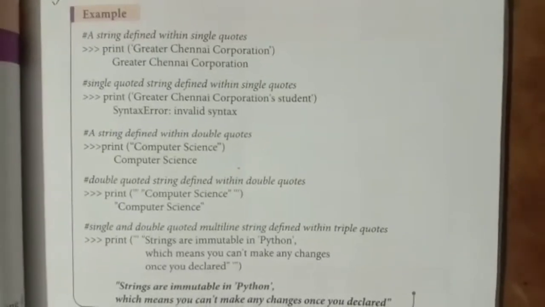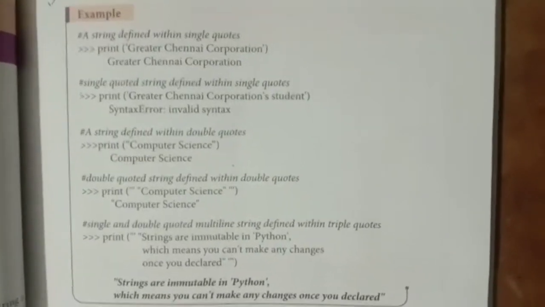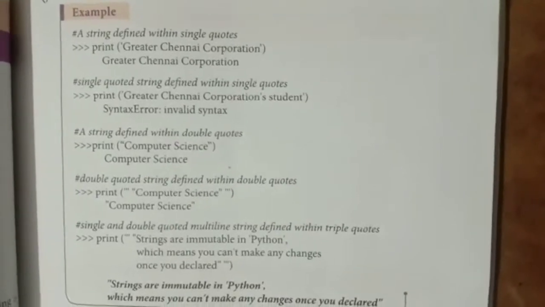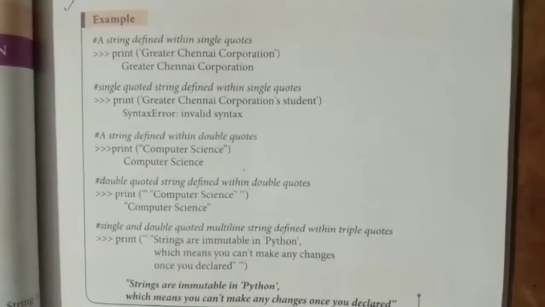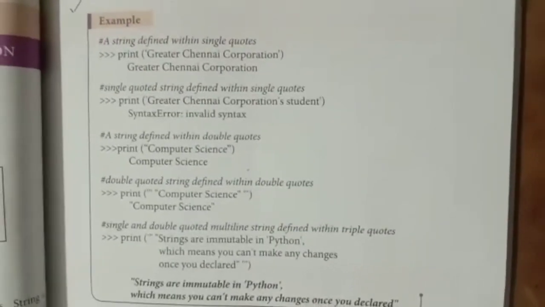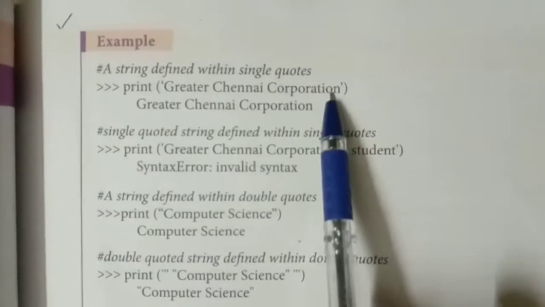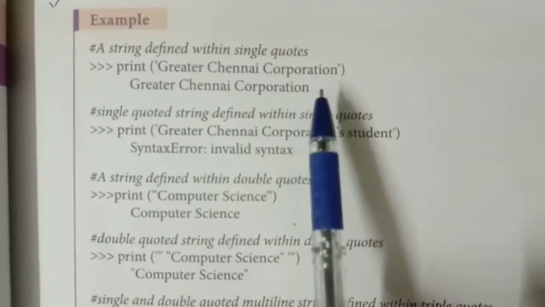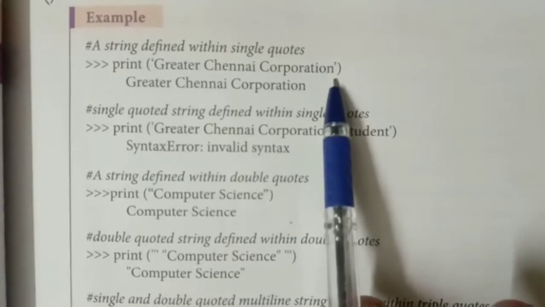Now, we will see some examples for strings. So, a string is a group of characters. It has to be given within single quotes, double quotes or triple quotes. See the first example, Great Chennai Corporation, which is given in single quotes. This is a way of defining a string in single quotes.